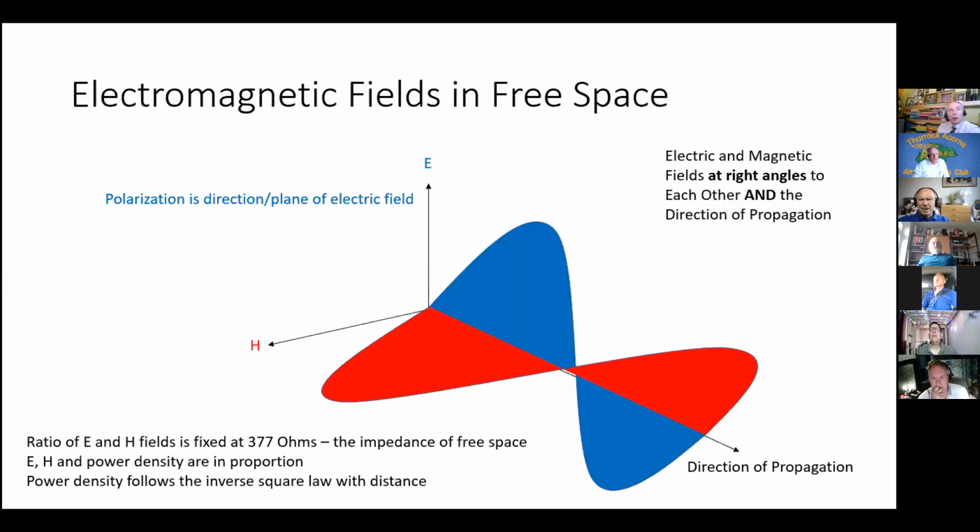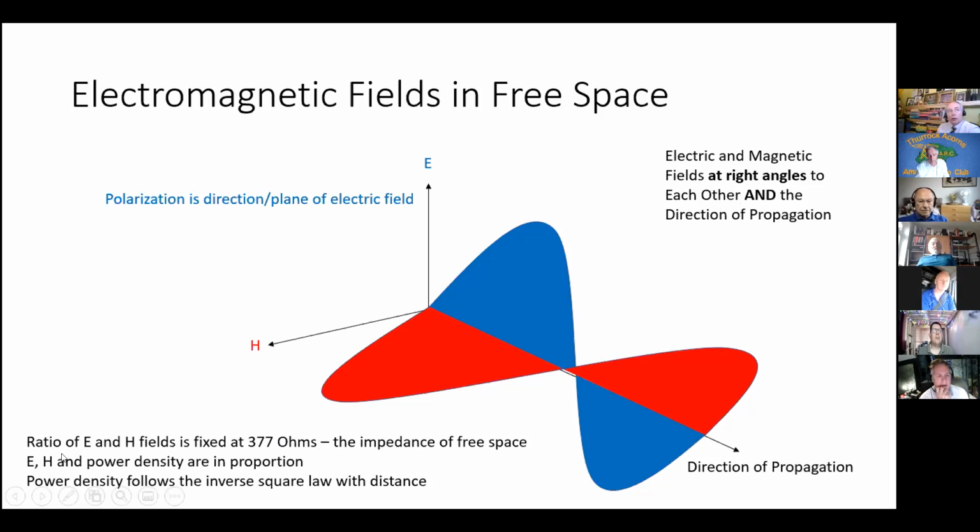So first of all, let's revisit what electromagnetic fields or waves are in free space. An electromagnetic wave consists of an electric and a magnetic field propagating through space. The electric and magnetic fields are at right angles to each other and the direction in which they are going. The ratio of the electric and magnetic fields is fixed, and you could sort of apply Ohm's law to it, as in voltage over current is resistance, and it comes out at 377 ohms, which is the impedance of free space.